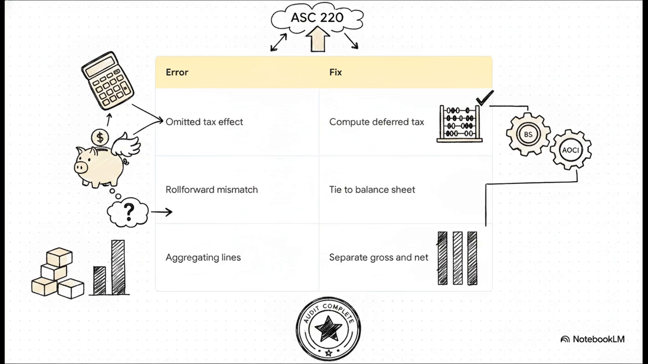Also, burying OCI in the equity roll forward, that is no longer an option. A comprehensive income statement is legally mandatory. And lastly, whatever you do, avoid aggregating lines. Each category needs separate, distinct lines showing gross OCI, reclassifications out, and the net amount.